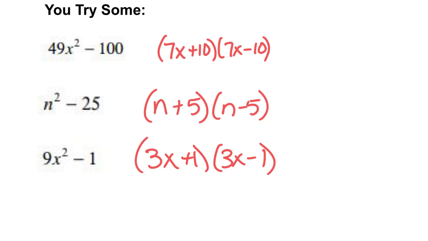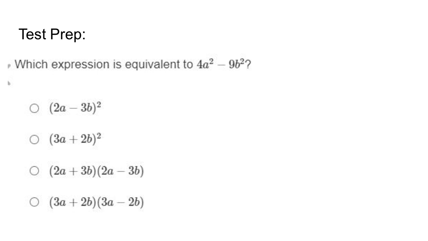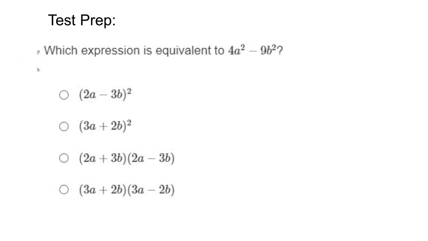All right, so let's look at how this might be tested. So here is a test prep question. It says, which expression is equivalent to 4a squared minus 9b squared? So hopefully when you see this question, you notice that this is subtraction, and 4 and 9 are both perfect squares, which means this is one of those difference of squares binomials that you could factor using the difference of squares formula of the root of this plus the root of that, the root of this minus the root of that. And so this will work out beautifully to do that.